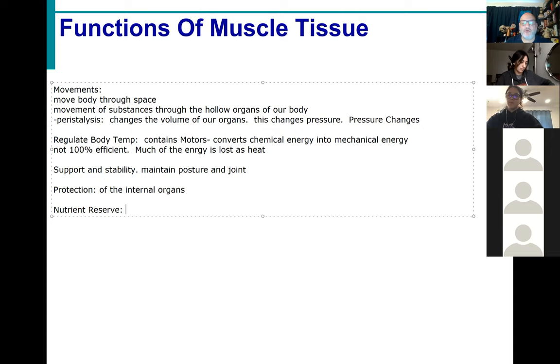There's a massive amount of not just nutrients, but in particular proteins in muscles, right? But there's a lot of proteins in a lot of cells. So what makes our muscle a nutrient reserve?